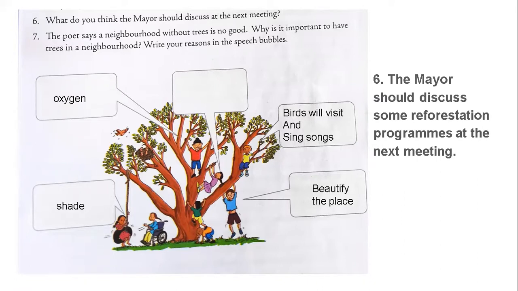Birds will visit and sing songs. You're woken up early in the morning with this beautiful sound of birds singing. If there are no trees, the birds won't come. They cool the place down. They make you feel cooler. If there are no trees around your house, you will feel very hot. You'll need an AC. And if there are trees around your house, you won't need an AC. You won't even need a fan probably.